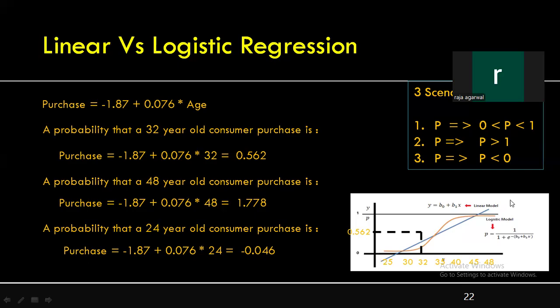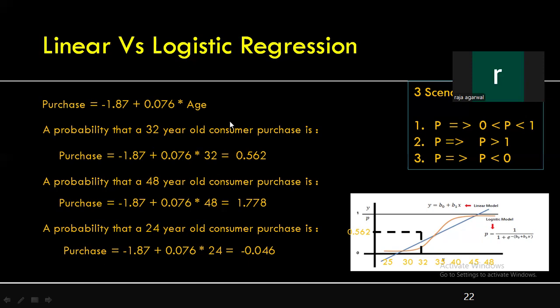Instead of fitting a straight line, if you use something like an S curve, if you draw a line which is closer to all the values of one, and a line which is closer to all the values of zero, and then join these two things, it will be an S curve.